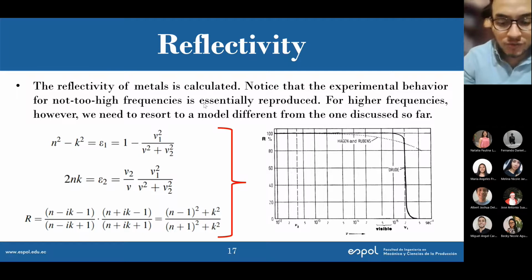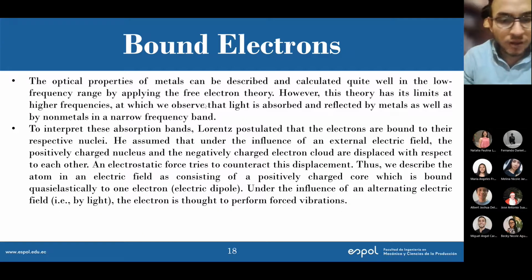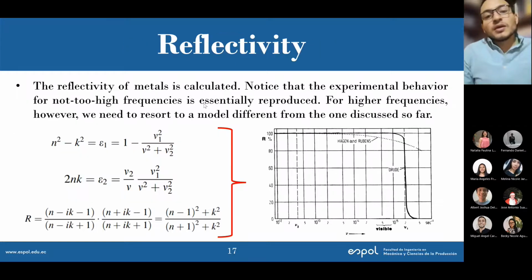So Huygens and Rubens and the Drude model, okay? And I think we didn't cover this, right? No, we didn't. Okay. So we saw two models, right? We saw the Huygens and Rubens model that works quite well for low frequencies. Then we saw that we can adapt the model for a bit higher frequencies with the Drude model. And then after that, at least up to what we saw, mathematically there was not a model that can replicate the behavior of reflectivity, right?